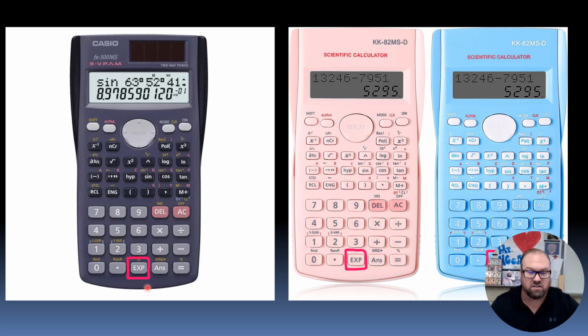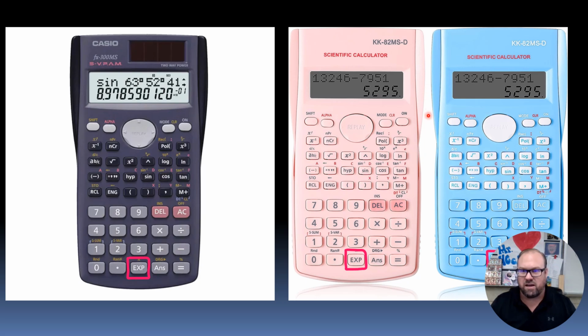I noticed the new Casios have replaced EXP with a button that actually looks like scientific notation. It's got times 10 raised to the X. So it's a little bit more visually like, boom, that's what it is. These calculators are the ones that I got as part of my class set.